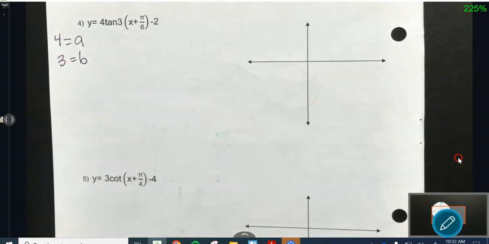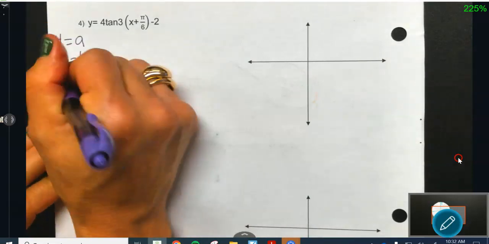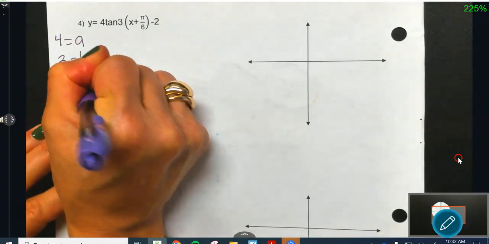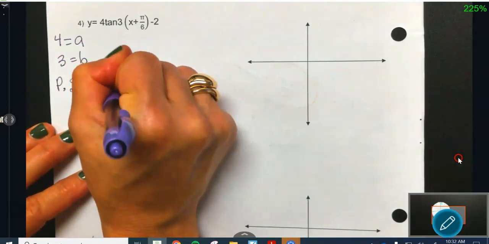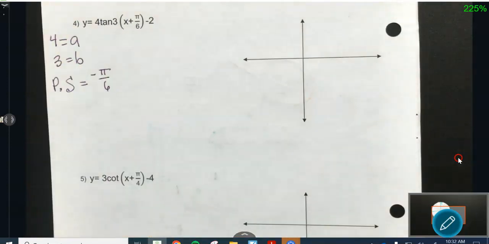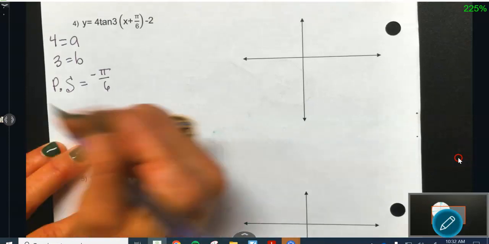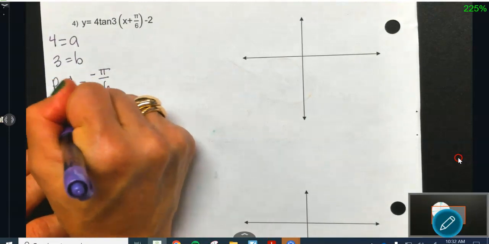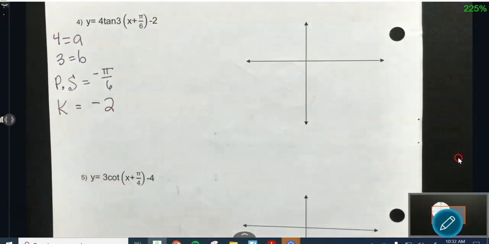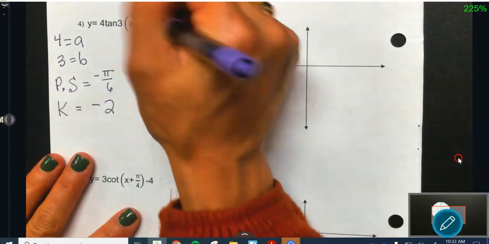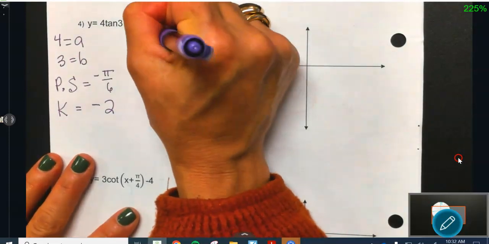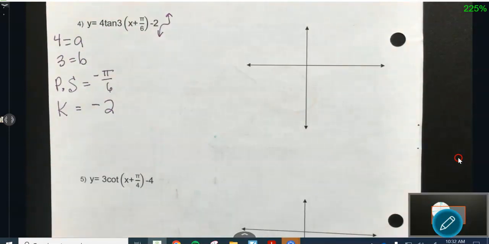3 is the B value. That's totally going to affect your period. So our period's all messed up. Phase shift is negative pi over 6. Now remember, tangent wasn't blocked off at 0, so keep that in your head. The phase shift is not your first asymptote. That's only for cotangent. We have a midline. The k is negative 2. And then again, guys, I'm just going to remind myself what this shape looks like because I'm not showing a lot of points on this.